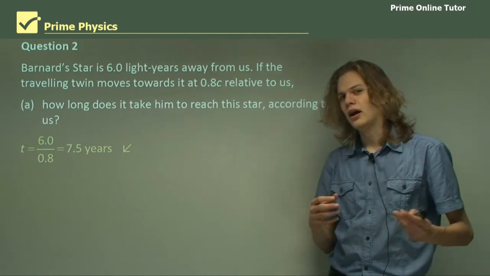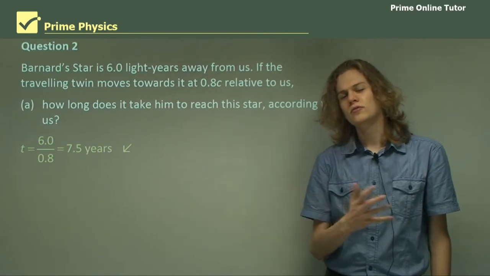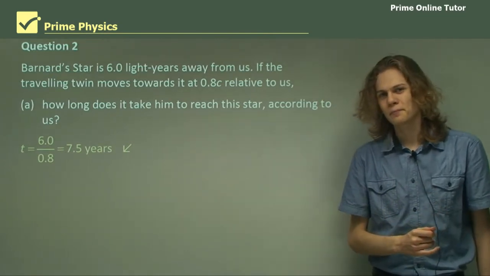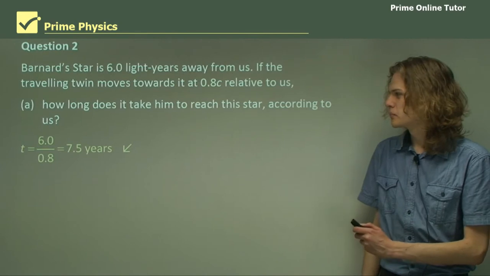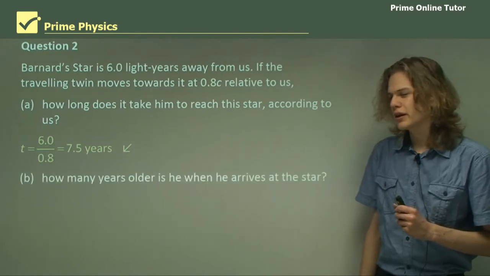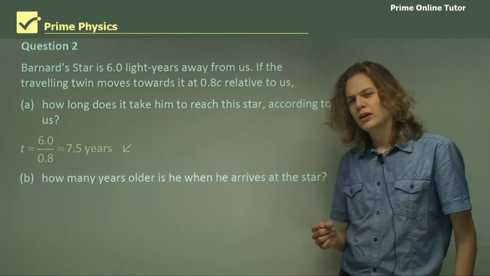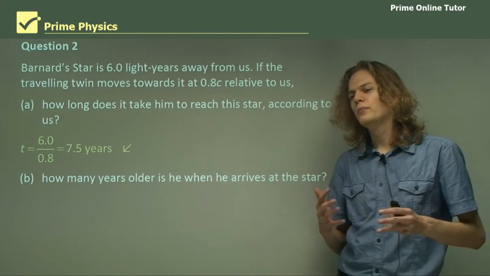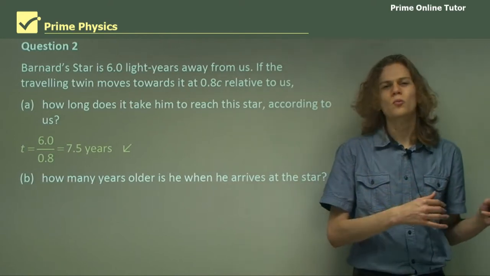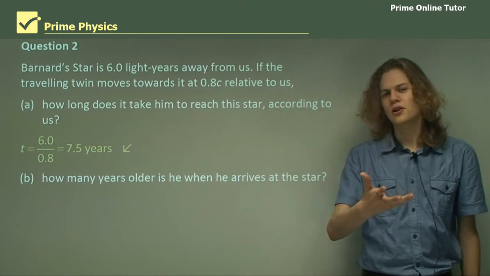So from our point of view, that is Gaia's point of view, it takes 7.5 years for Barnard to reach his star. How many years older is he when he arrives? Now this is an interesting question. We know that clocks on board Barnard's spaceship run more slowly, right? Because he's traveling at very, very high speeds.